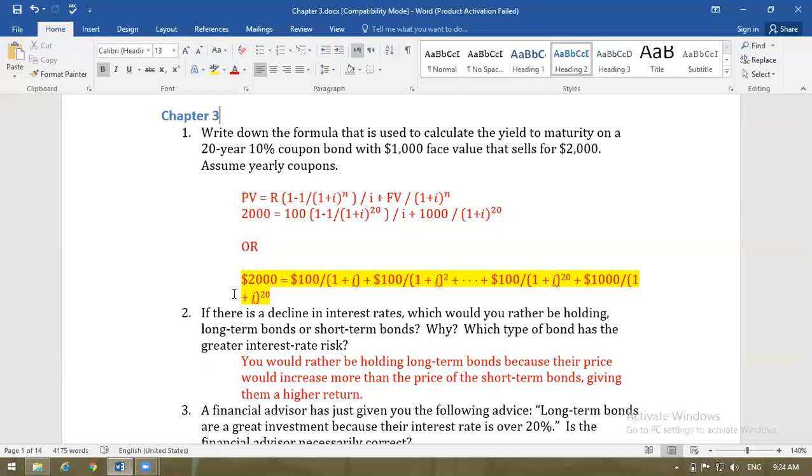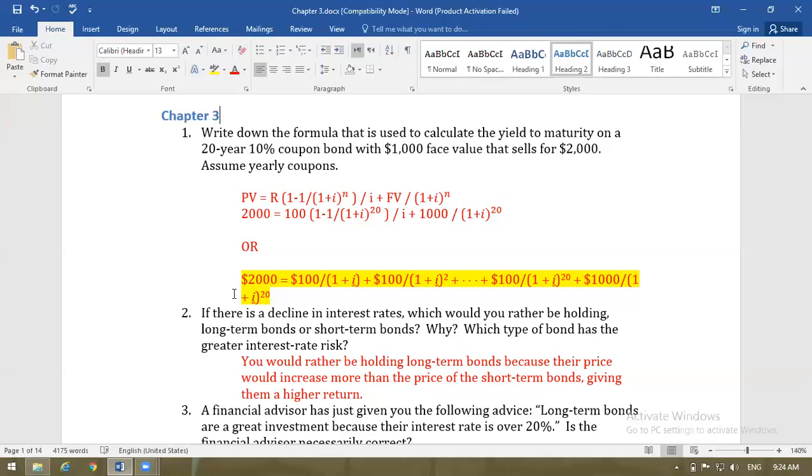So according to the formula which I suggest, present value is equal to R times 1 minus 1 divided by 1 plus I raised to power n, divided by I, plus future value divided by 1 plus I raised to power n. Basically, this is the formula of the coupon bond. Now I am putting the values given in question 1 into this equation. This coupon bond is selling for 2000, so the present value of this bond will be 2000.